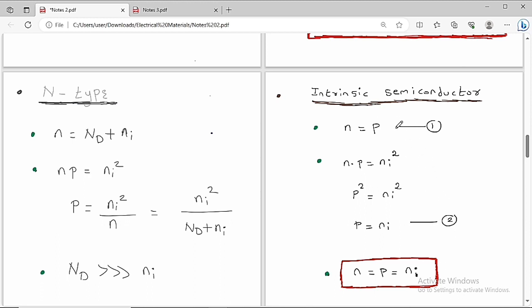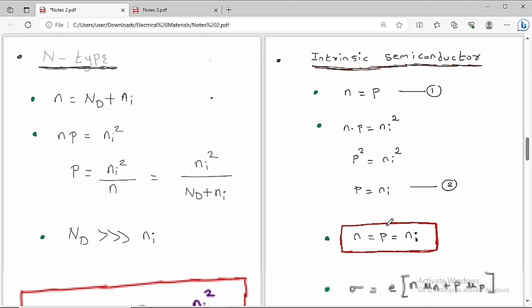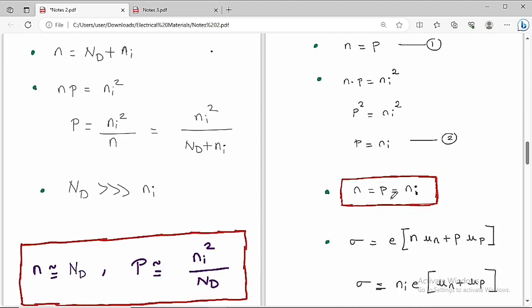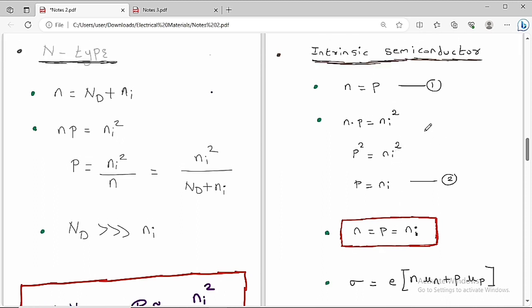So by seeing the first and second equations, N is equal to P, and P is also equal to Ni. Therefore, finally, N is equal to P is equal to Ni. This is a wonderful equation for the intrinsic semiconductor. So in an intrinsic semiconductor, the value of N is always equal to the value of P, and the value of P is always equal to Ni. Electron concentration is equal to hole concentration, and both are equal to the intrinsic concentration.